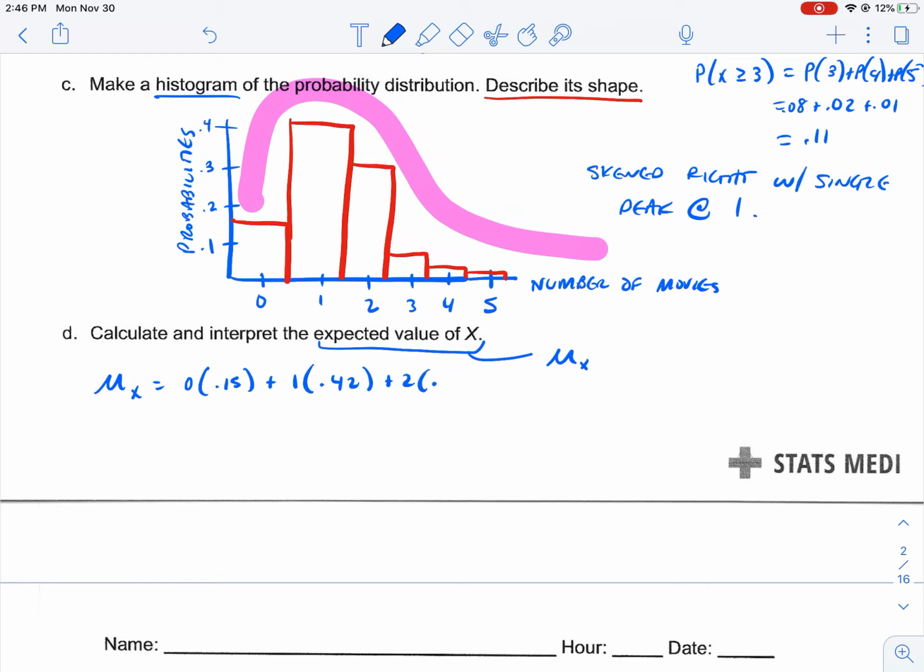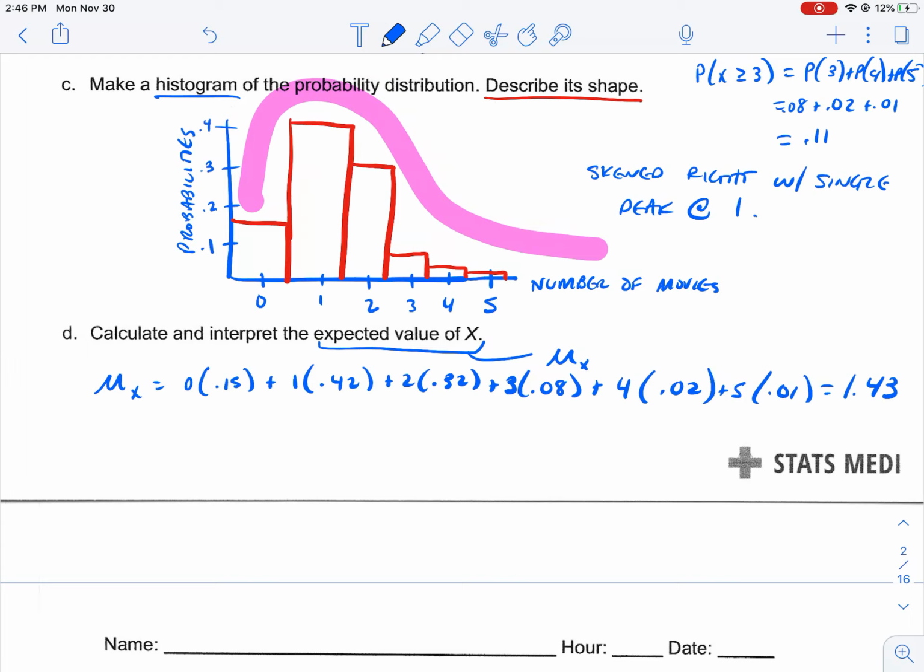So it's 0 times 0.15, plus 1 times 0.42, plus 2 times 0.32, plus 3 times 0.08, plus 4 times 0.02, plus 5 times 0.01. And when I do that math, that's me taking into account the heaviness, or how often each of the given outcomes came up. I get 1.43.